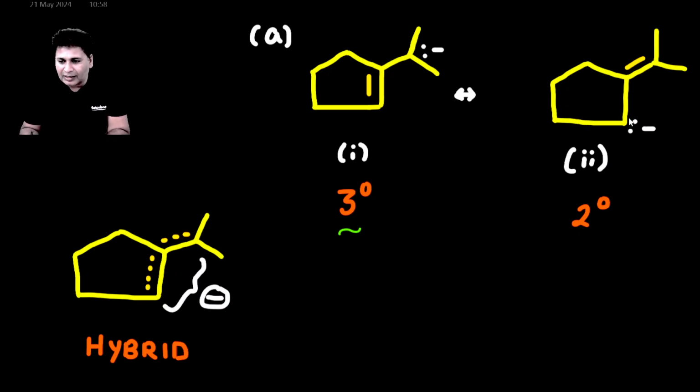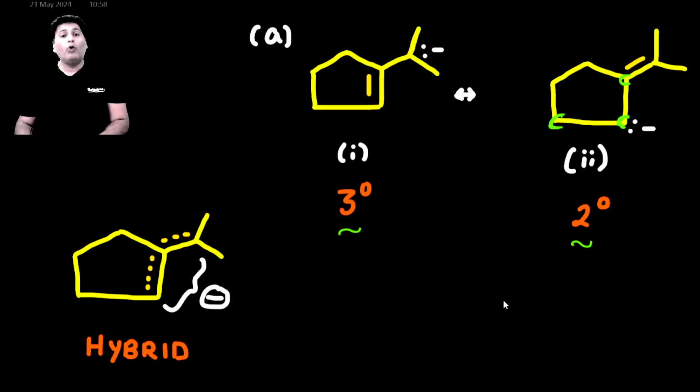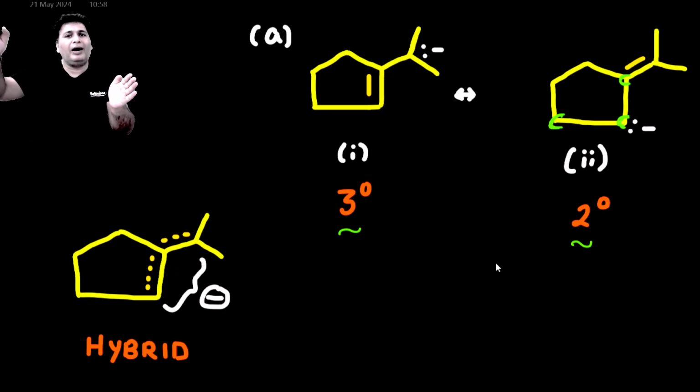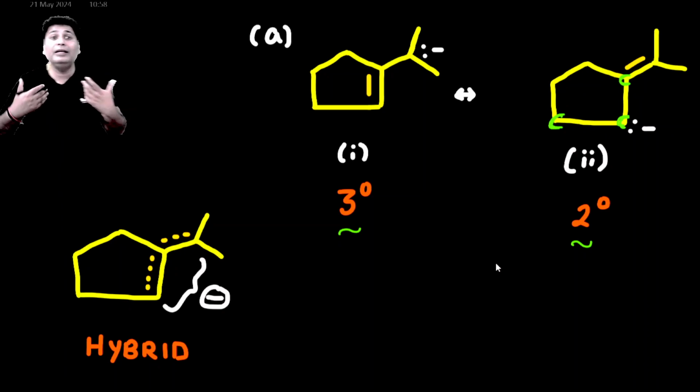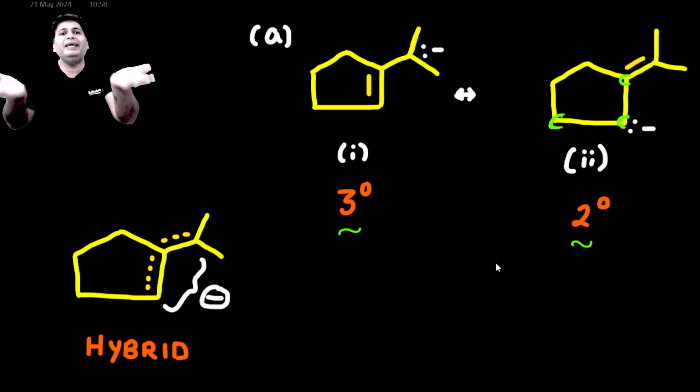The carbon now bearing the negative charge is directly attached to just 2 carbons, as you can see. Therefore, it is a 2-degree carbanion. So of the 2 resonating structures, the left one is tertiary and the right one is secondary, and there is a possibility of resonance. What has resonance done? It has spread the negative charge. It has done the delocalization of charge, the sharing of the burden, because of which the stability increases.